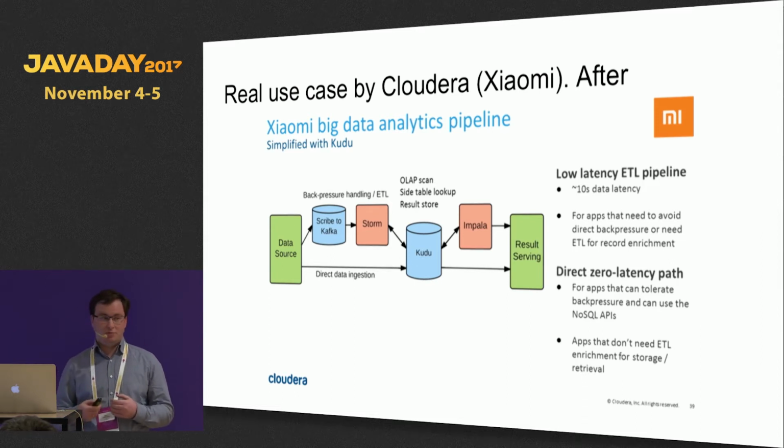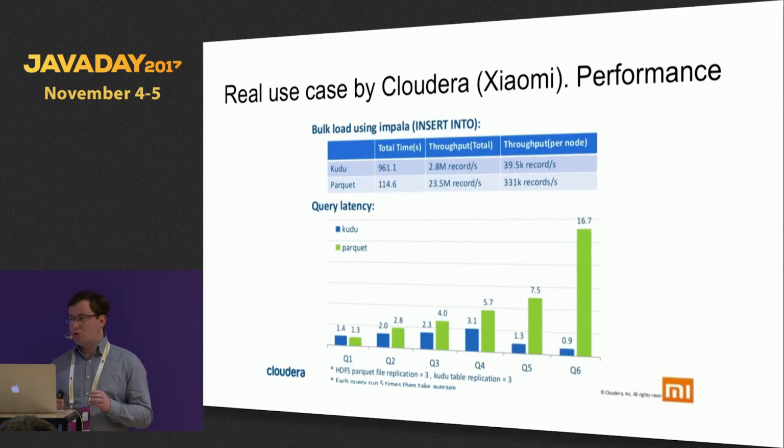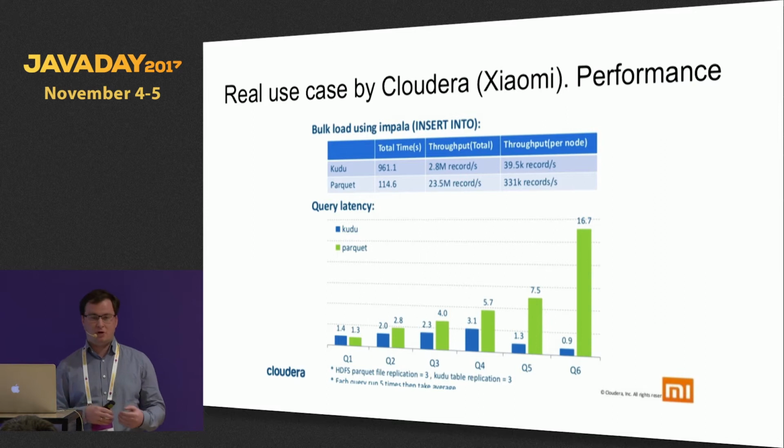Yes, of course, they use Impala because they have a hard dependency on SQL syntax. And what is the performance? There's no silver bullet at all. On inserts, they have a reduction in speed from 23 million records per second down to 2.8, so a 10 times reduction in speed. It's not critical for Xiaomi, but it could be critical for your use case.